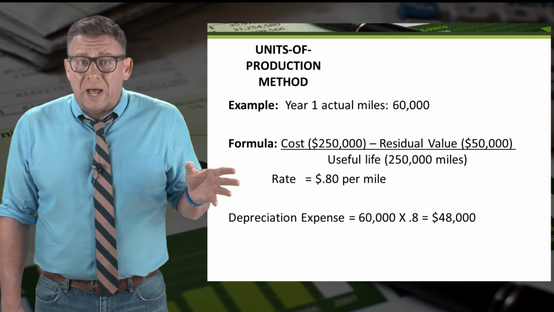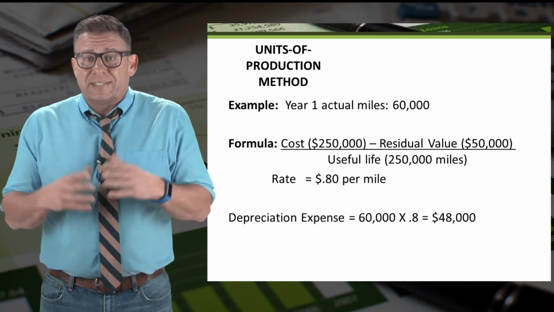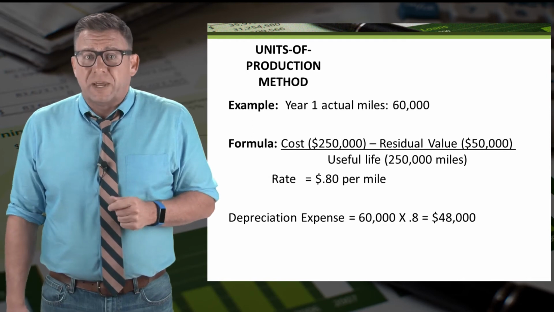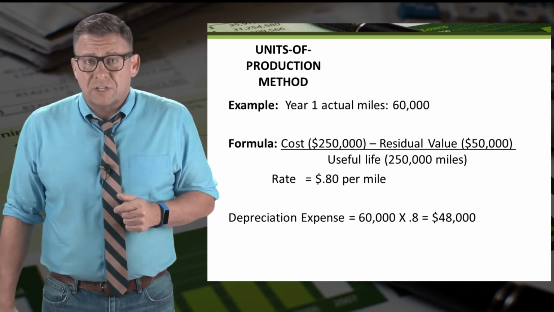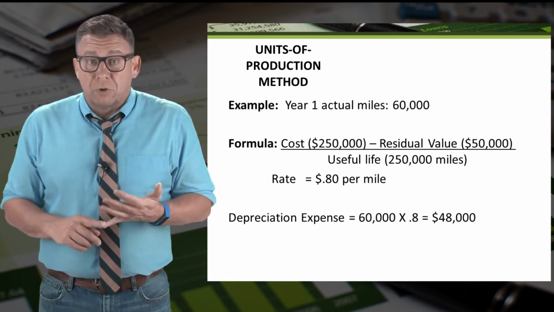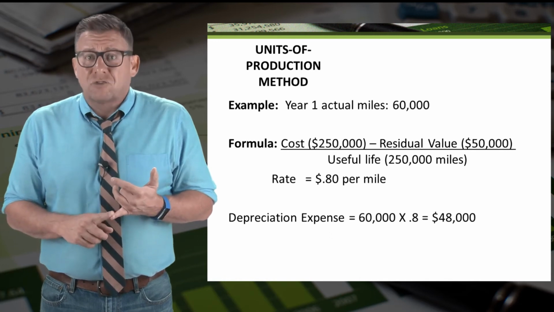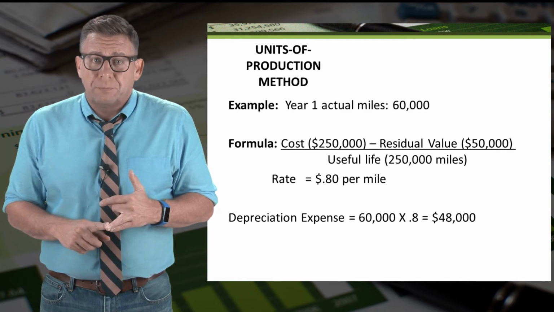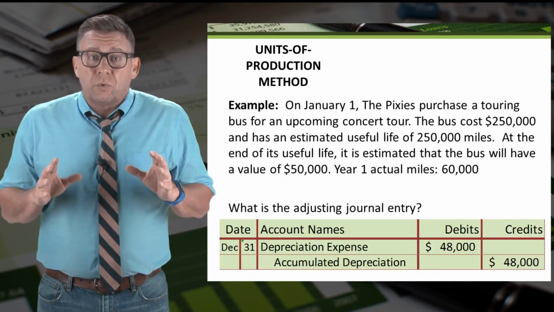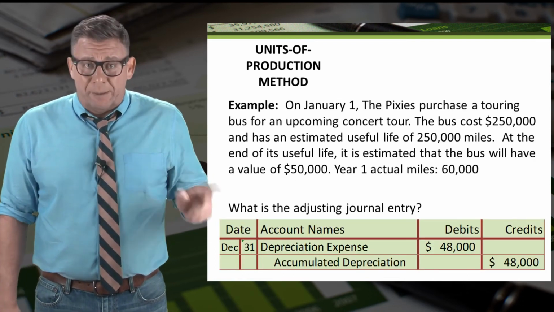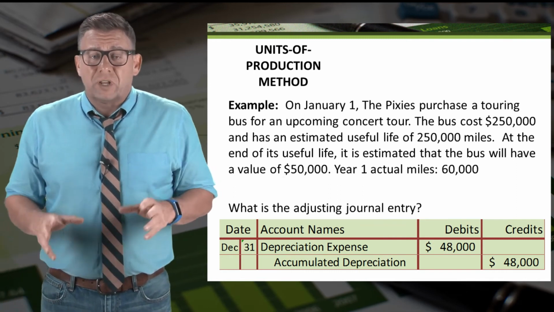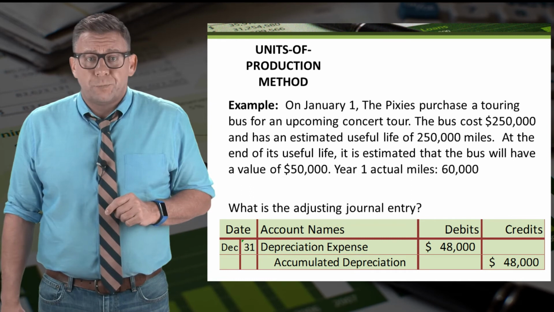If the actual miles in year one were 60,000 miles, then the amount of depreciation expense would be $48,000. We get this by multiplying 60,000 actual miles times the depreciation rate of 80 cents per mile. We can record the adjusting journal entry by debiting depreciation expense and crediting accumulated depreciation for $48,000.